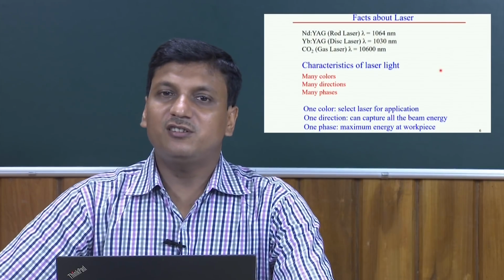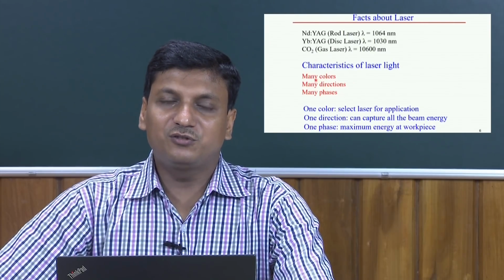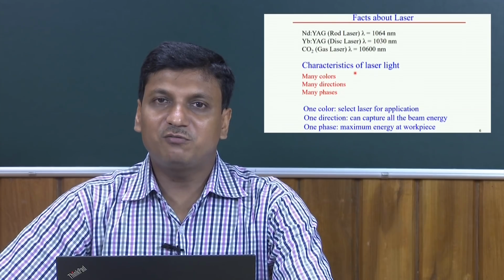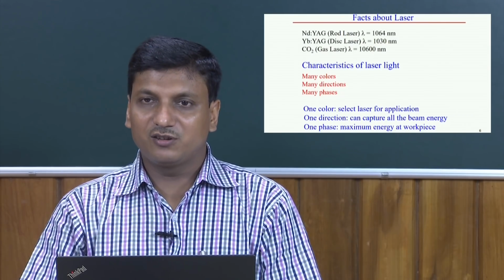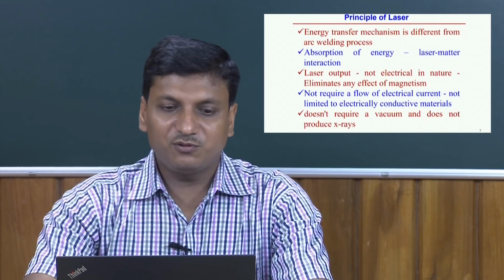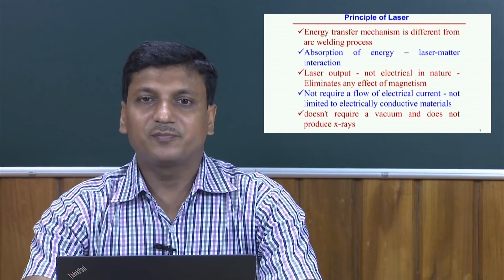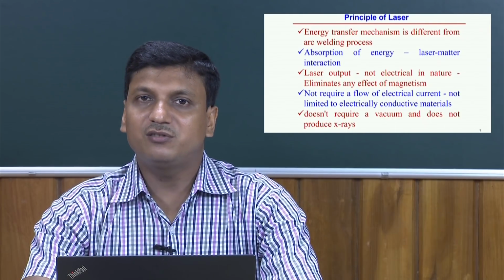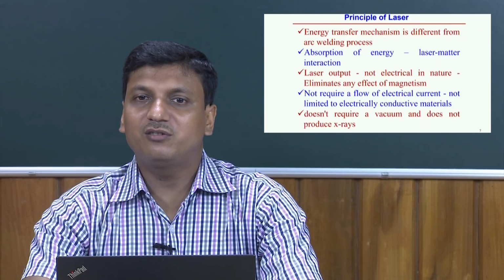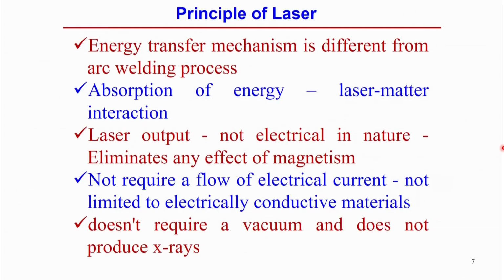So, among this variability, according to our need, we choose one color, one direction and one phase that specify the typical application of the laser in the manufacturing process. Now, in general, if you see the way the laser works, the mechanism of energy transfer in laser welding is completely different from the arc welding process. And of course, the absorption of the energy depends on how the laser is interacting with the material. That, in general, we call the laser matter interaction.